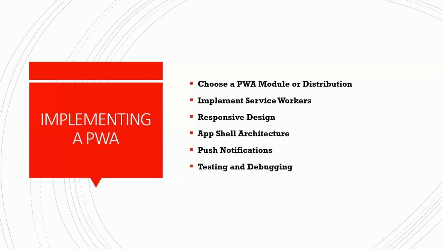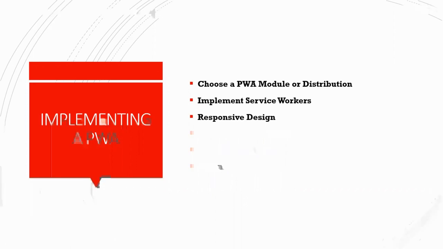Then you would also want to implement something called app shell architecture. What app shell architecture does is that it separates the content, or the APIs which fetch the content, from the user interface. The PWA modules which are available for Drupal help implement this architecture in your actual application.